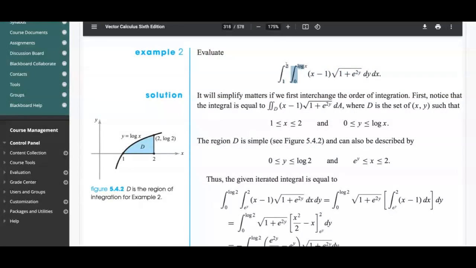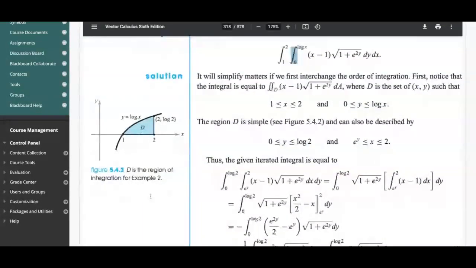So what do we need to do? We need to draw this region. The x direction goes from 1 to 2. The y direction goes from 0 to log x. So with pre-calculus knowledge, we need to be able to draw this region. Then once we have the region, we want to represent it in another way. We look at the y direction. The y direction goes from 0 to log 2, right? The lowest value is 0. The highest value of y is log 2.